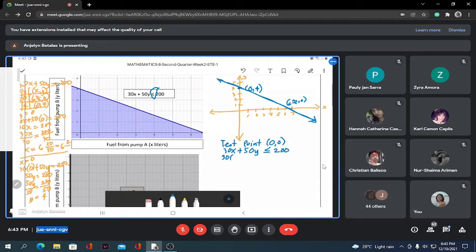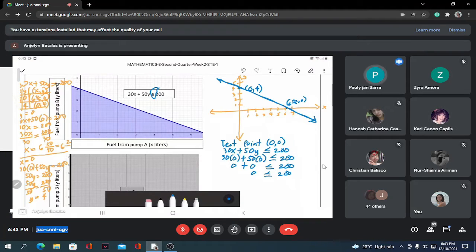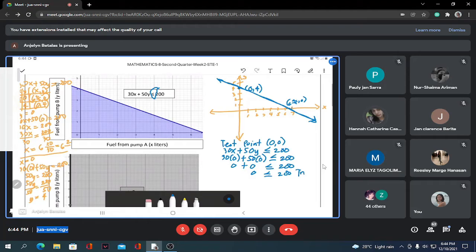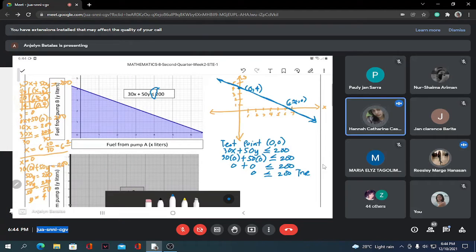Substitute, 30 times 0 plus 50 times 0 less than or equal to 100. 30 times 0 is 0, 50 times 0 is 0. So 0 plus 0 is 0, less than or equal to 200. Is this false or true? True. So, paasa padulong ang imong shading? Towards the 0.